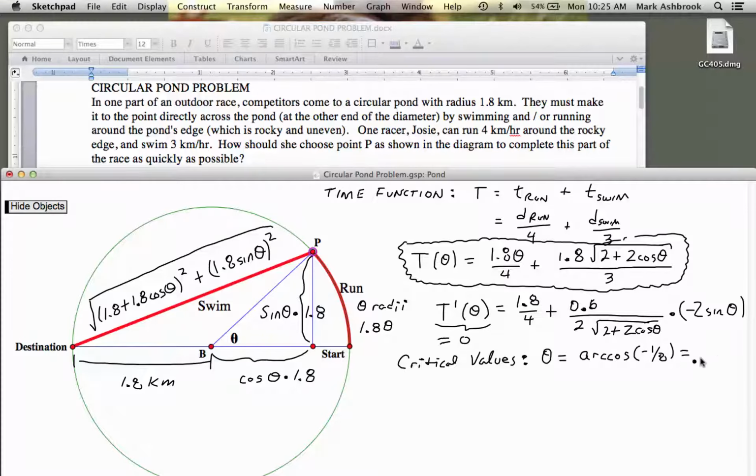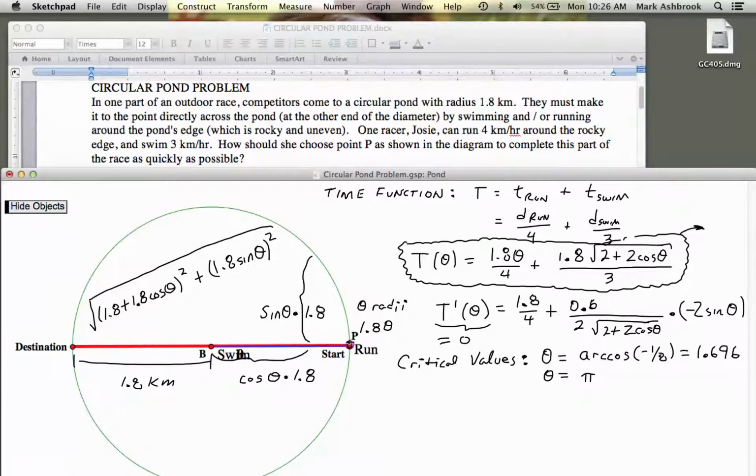which is, a good approximation for that, 1.696 radians. And then also another critical value, theta equals pi. We should really go back here and define for our function for time a domain. What values of theta make sense here for our situation? So clearly the least value of theta that would make sense would be theta equals 0. And that would be if Josie swam straight across the pond.